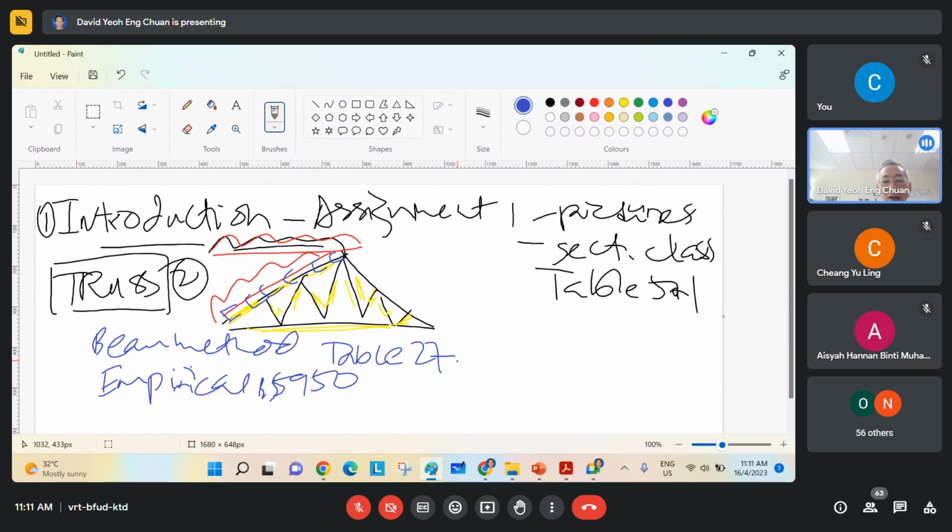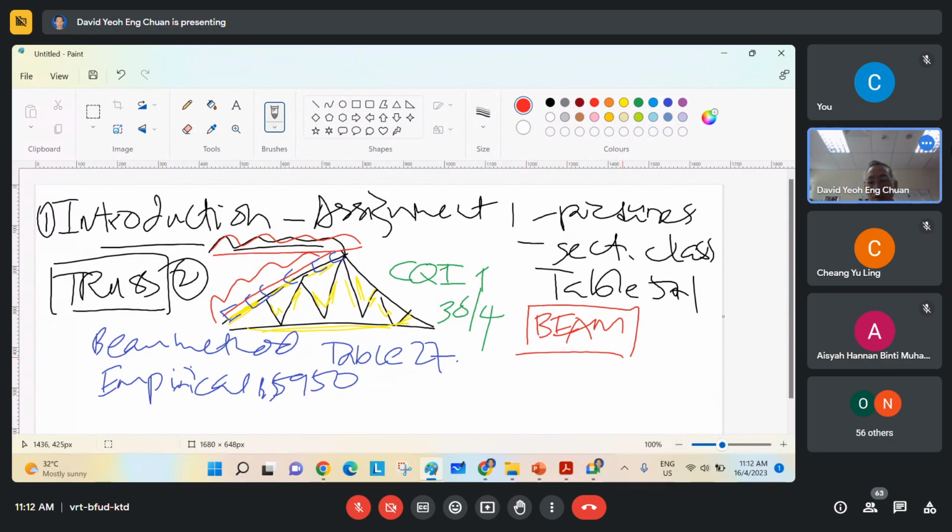All right. And I have given you some work to do on this, CQI number 1. CQI number 1. And the due date is on the 30th of the 4th. This week, we are going to cover beam design. And this is a rather slightly longer chapter, which will take like 2 weeks plus a bit. Okay, 2 weeks plus a bit to dwell on this.